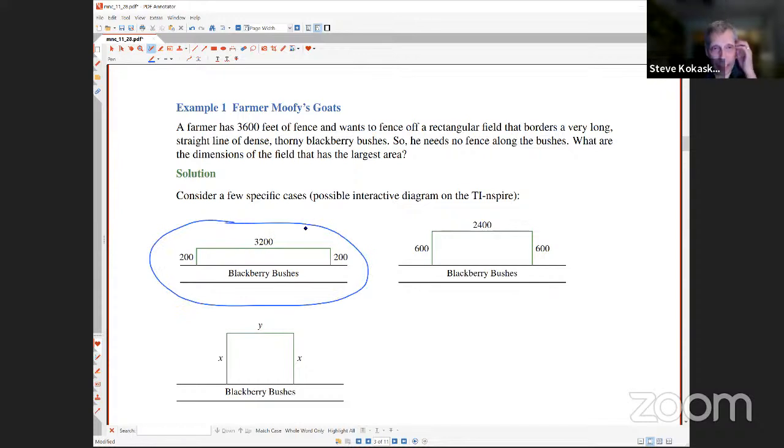I drew one over here on the left-hand side to start out with. So there's a fence that's 200 on two sides and 3,200 feet across the top. There's another one on the right-hand side. That one kind of looks like it might have a little bit larger area. And that led me to this idea down towards the bottom of the page. Now I've got a diagram. I've introduced some variables. So the width of that field is going to be X, and the length will be Y.